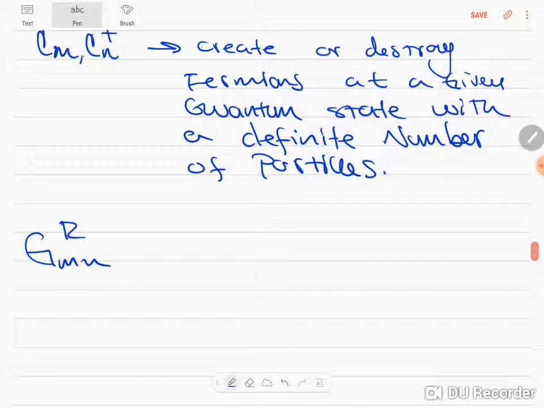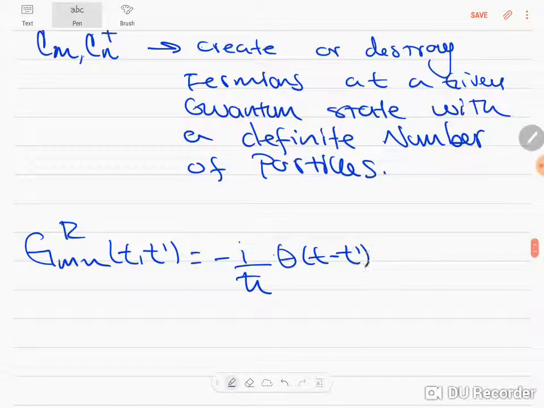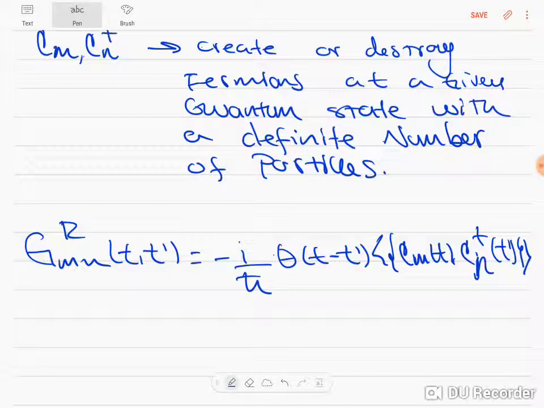In the following way: G_mn retarded of t, t prime is equal to minus I over h bar theta of t minus t prime, anti-commutator of cm of t with cn dagger of t prime. And then here what we should think about is that in the particle number basis.